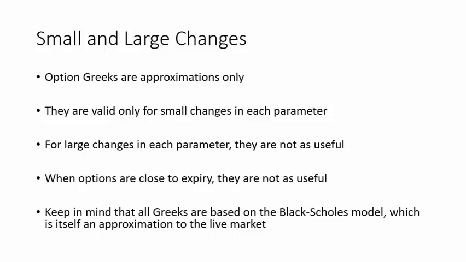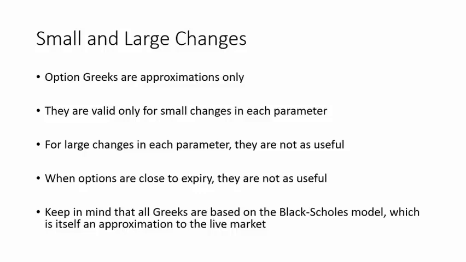They don't tell you the exact change, they only give you an approximate change. And they're actually only valid for small changes in each parameter. So what this means is that, let's say I'm looking at delta. How does the option price change when the stock price changes? So the delta is an approximation that'll be valid only for a small change in the stock price. Okay, so it won't necessarily work for a large change in the stock price.